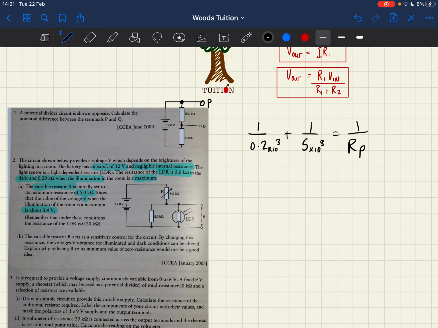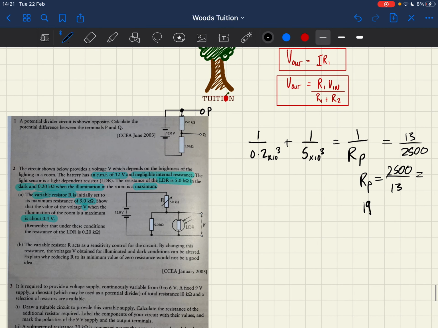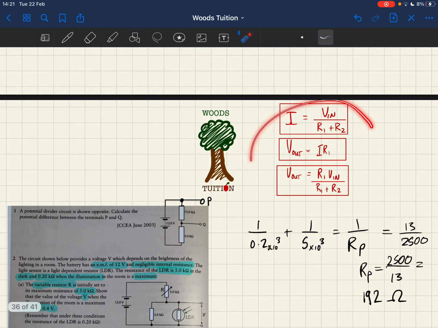So I'm just going to put it into my calculator here. Bear with me. 1 over 0.2 times 10 to the 3 plus 1 over 5 times 10 to the 3 is equal to 13 over 2,500. So RP is going to be 2,500 divided by 13, which is equal to about 192 ohms. Okay, so now we found out what our R1 is in terms of these equations here.